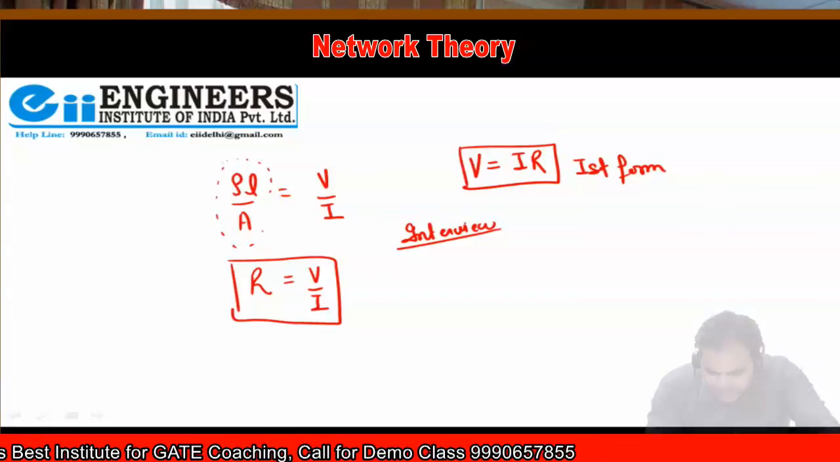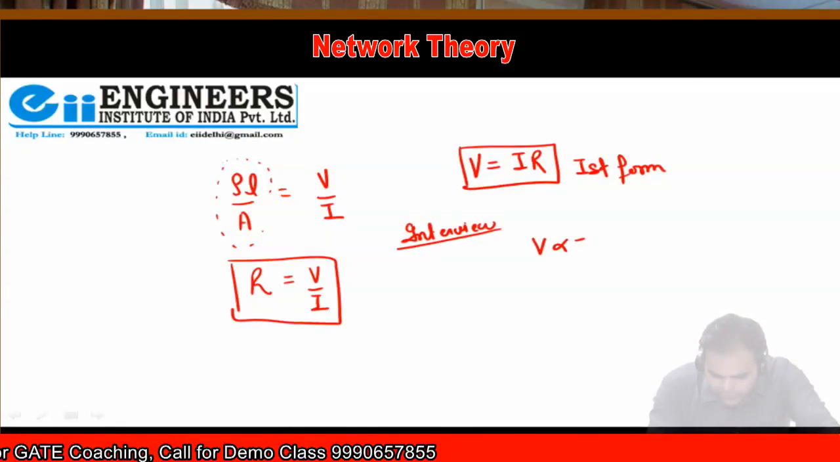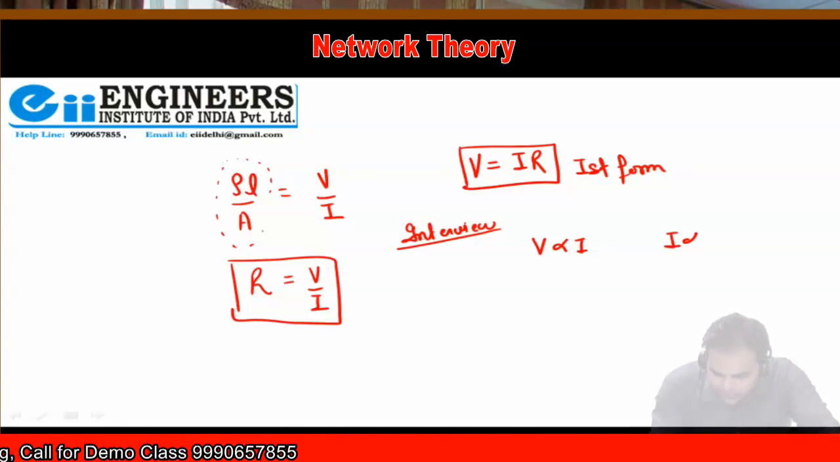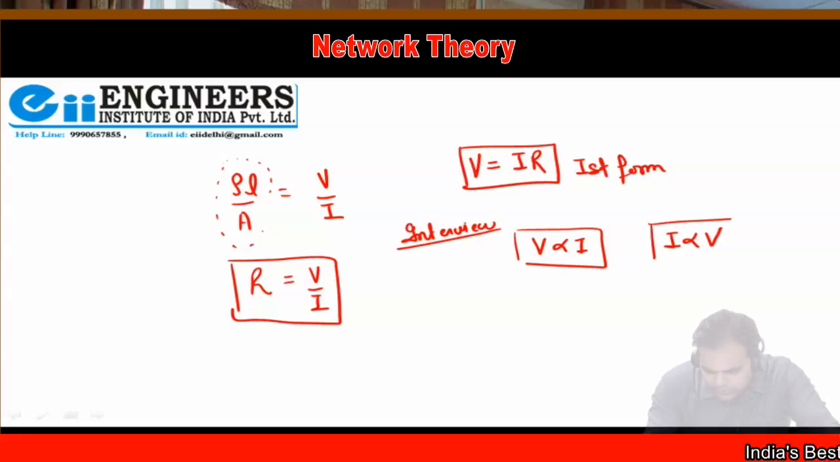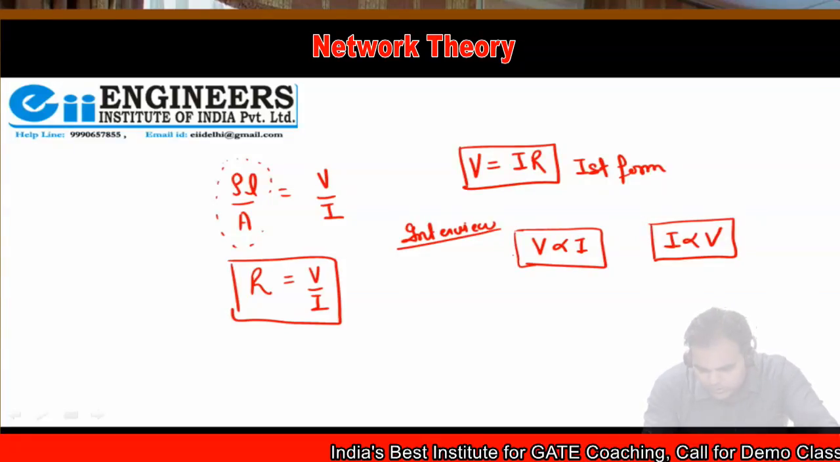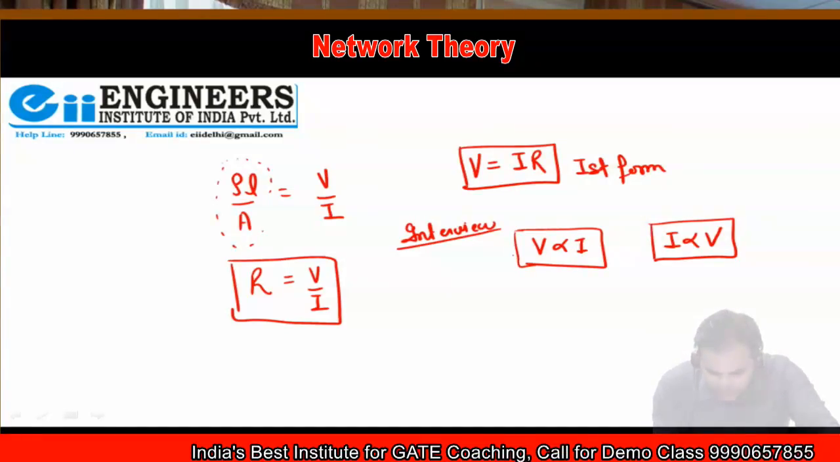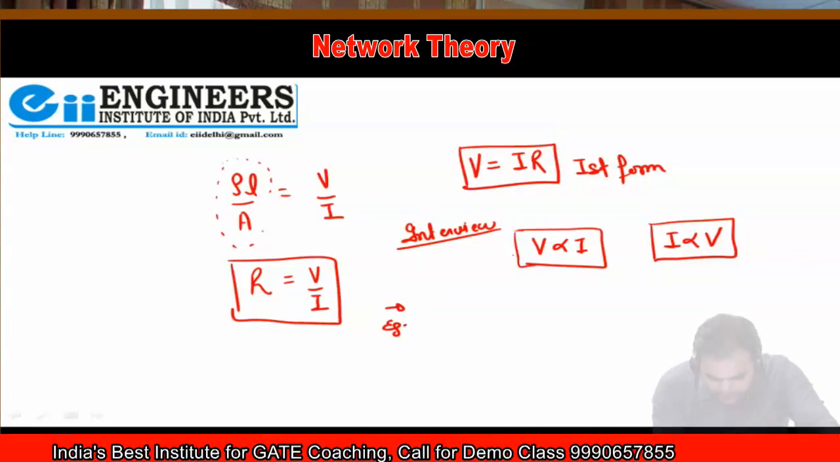So here two things are there. V is proportional to I, and I is proportional to V. Which of these two is Ohm's law? Only one is Ohm's law, yes. Then in the interview, this question asks, Ohm's law what? V proportional to I, I proportional to V. These both are Ohm's law. Listen to one example.